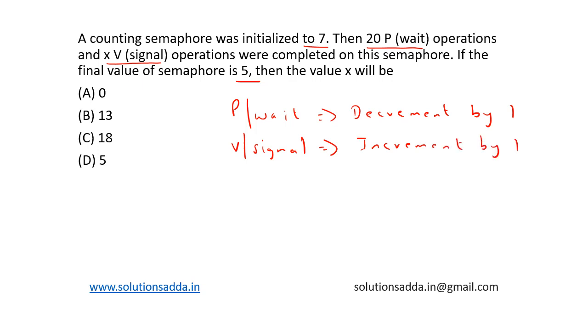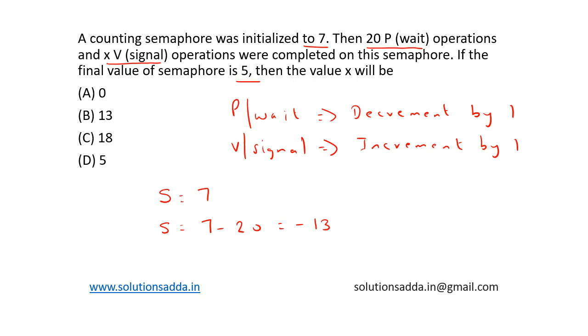Based on this concept, we can say that initially the counting semaphore is 7. S is equal to 7. Let S be the counting semaphore. After 20 P operations, decrements are performed: 7 minus 20, which will be equal to minus 13.